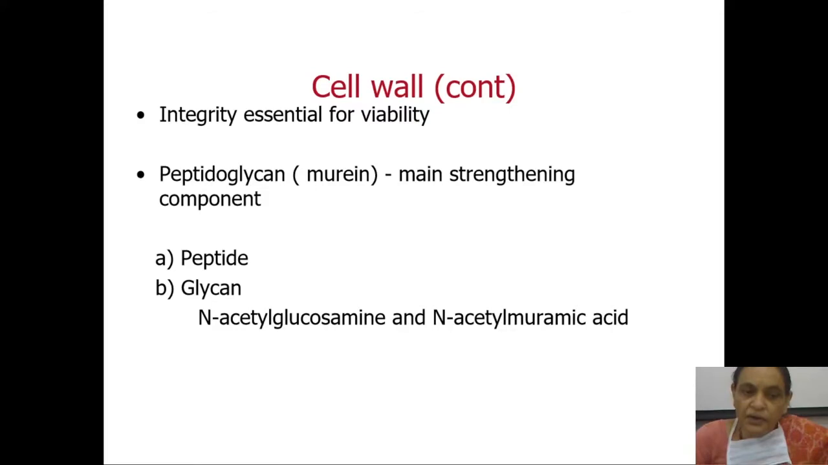So why is this important to know? Because these are not present in our cells. Therefore, if you target this cell wall, you are likely to attack the bacteria and cause no damage to your own body. So this is the structure. You have these peptides, you have a glycan, and I told you N-acetylglucosamine, N-acetylmuramic acid, they are cross-linked. So what is the importance of all this?